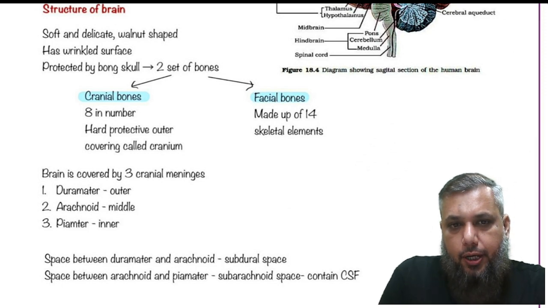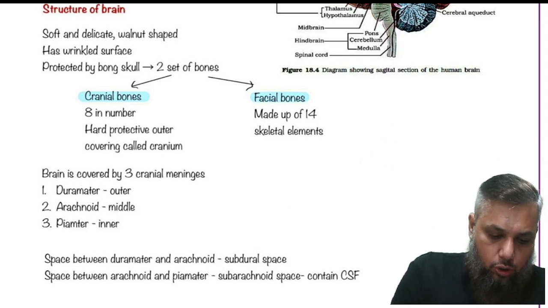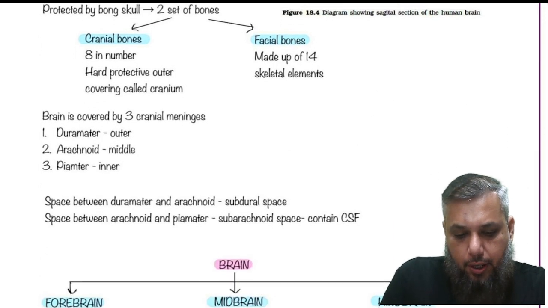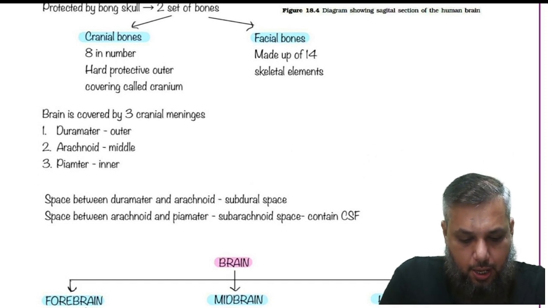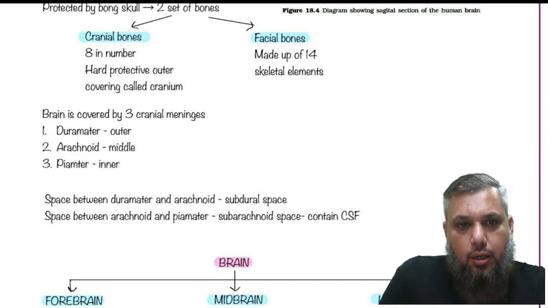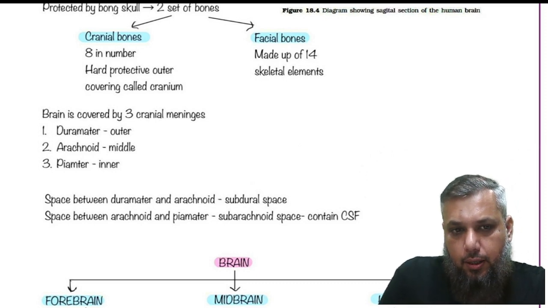The human brain is protected by the skull, that is the bony protection. Followed by the bony protection, there is a membranous protection for the human brain. And the membranous protection includes the three meninges: the outer dura mater, the middle arachnoid mater, and the innermost pia mater.